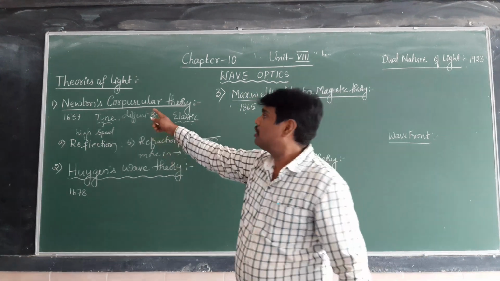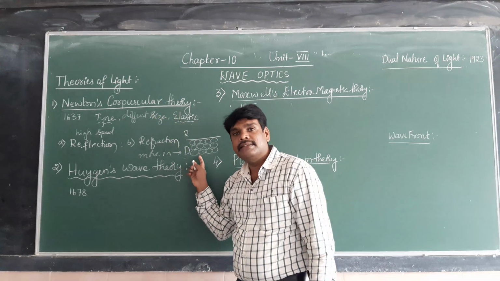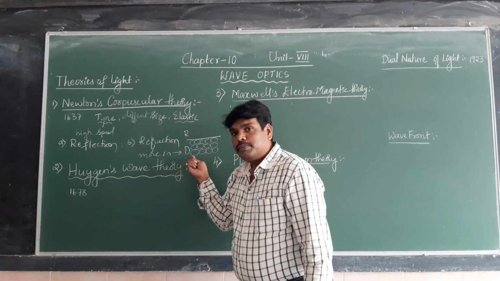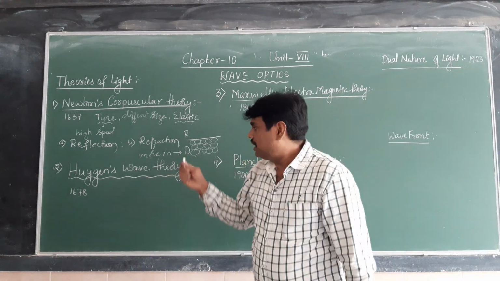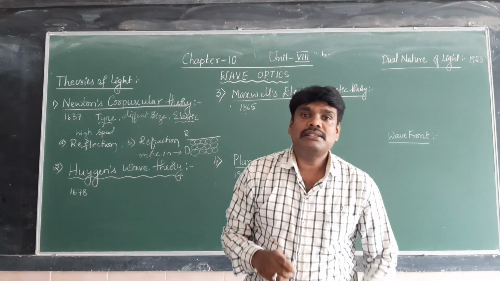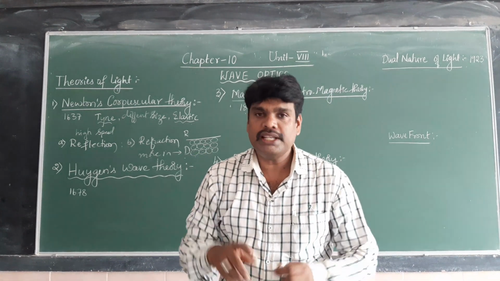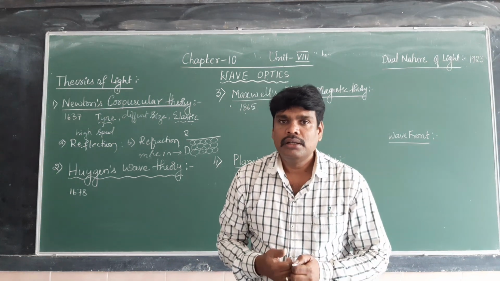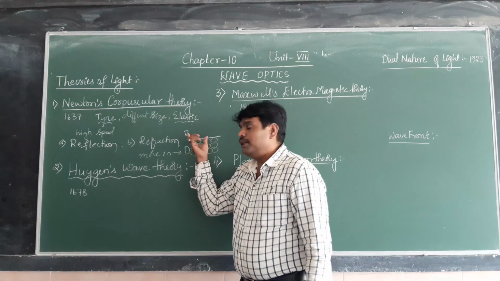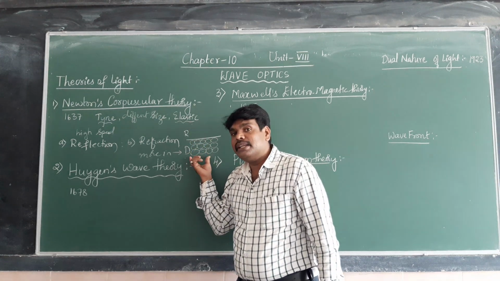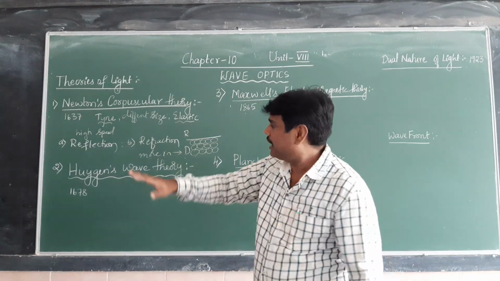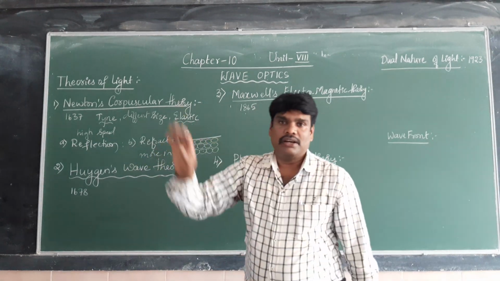So why was Newton's corpuscular theory discarded, if they ask? What is the reason for that? Because Newton's corpuscular theory is against the experimental observation of Michelson-Morley experiment. So what is the Michelson-Morley experimental result? The speed of light is more in rarer medium than denser medium. But it is against Newton's corpuscular theory. That's why this theory was discarded.